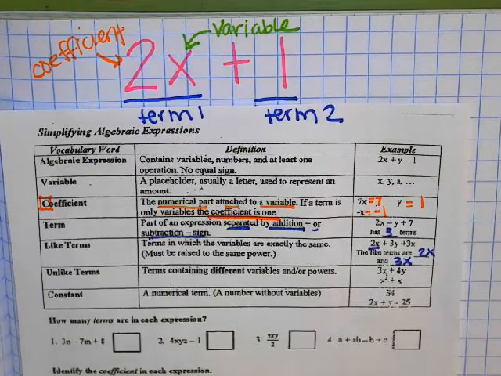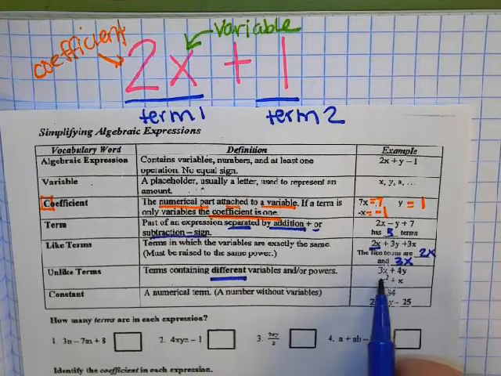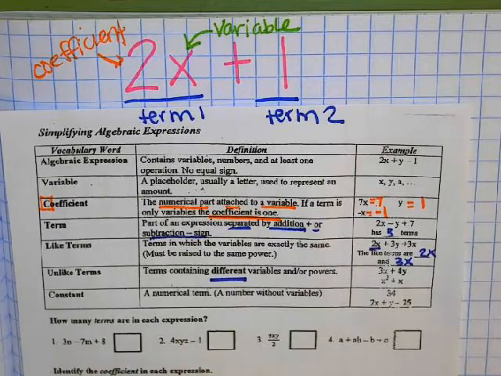Okay? Unlike terms are terms of different variables. So like 3x and 4y, or x squared and x. We cannot put them together because they are unlike terms.